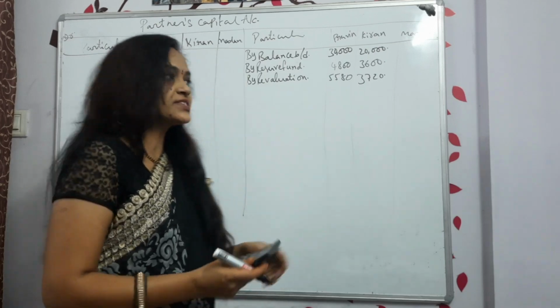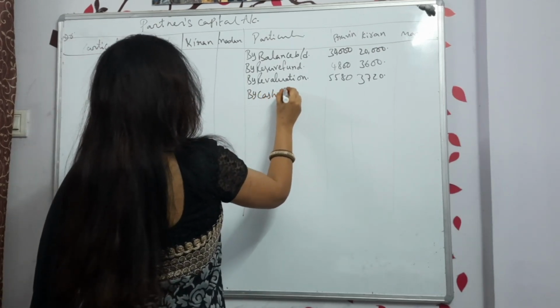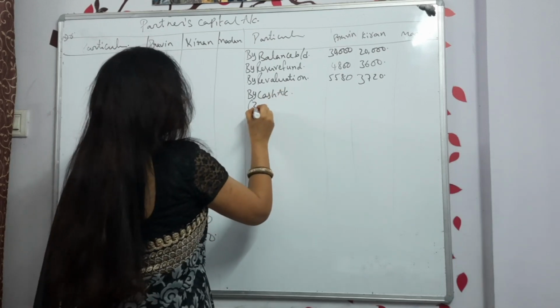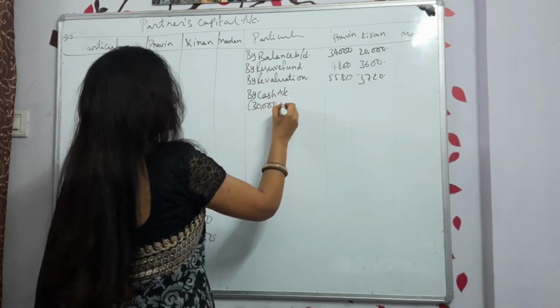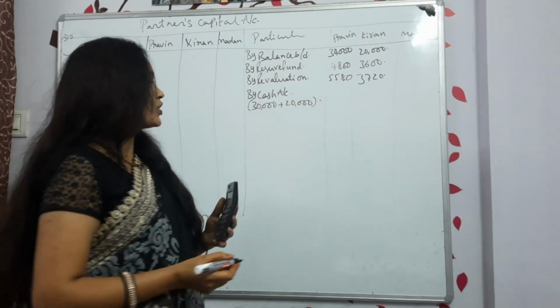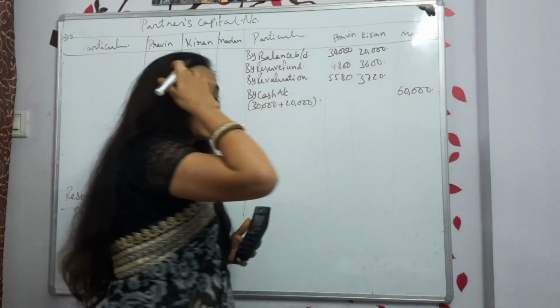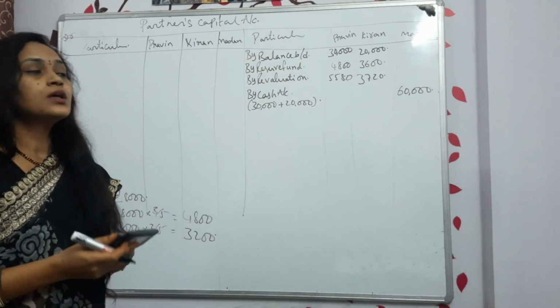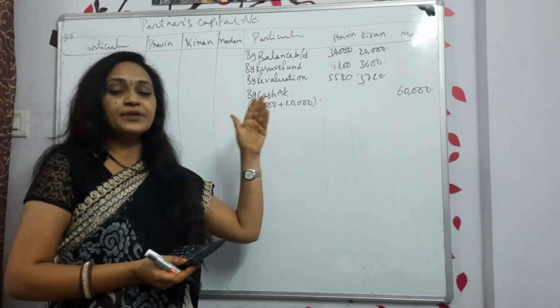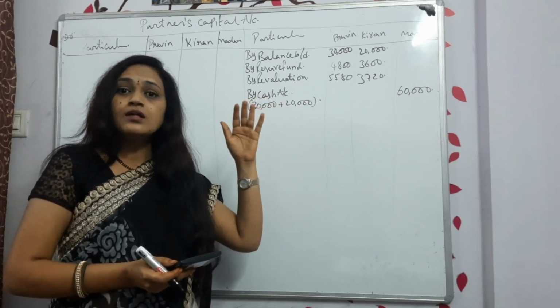So let us check it out. What is the capital he brought? By cash account, 30,000 cash and 20,000 he brought as goodwill. So in total, how much did he bring? 60,000. So last question, what happened? The 60,000 will be shared between the partners. That's it. It stays in the business itself.